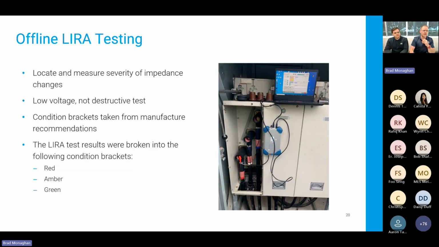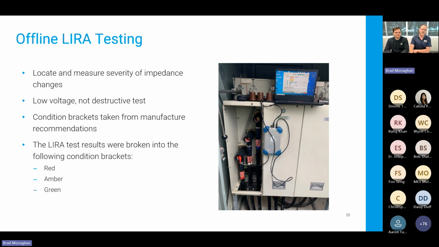Then we did our offline LIRA testing. So this one here is basically like a time domain reflectometry test with a frequency sweep all involved in the one test. That's a very generalized way of describing the LIRA test, but it's able to find localized degradations, differences between the phases and all that sort of thing. And those ones were classified into red, amber, green, depending on the test results.